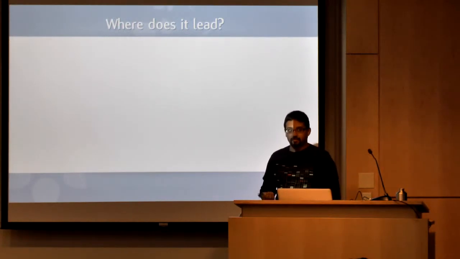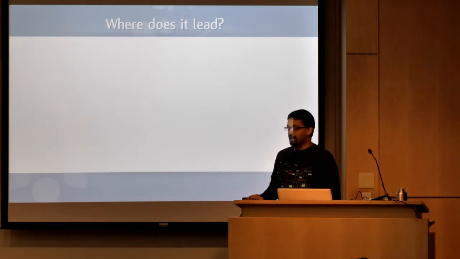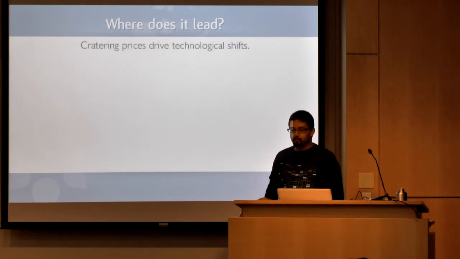There's an old saying that if you build a better mousetrap, somebody's going to use it, right? And it's a similar thing when it comes to sequencing. Cratering prices are going to drive technological shifts. Fundamentally, if we can do something with DNA, and it's so cheap to do so, then it makes economic sense to do that. So what's going to happen?